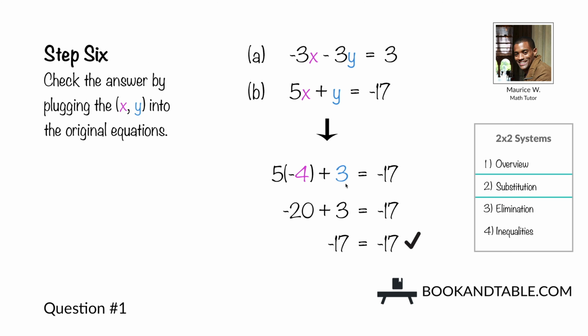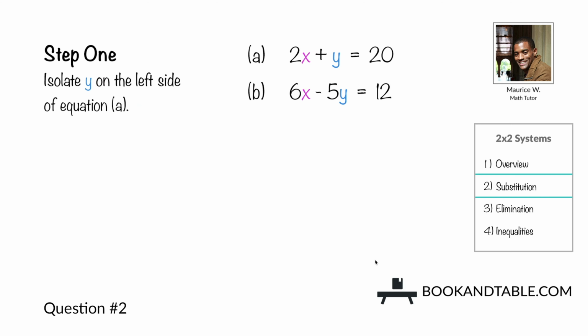And for equation B, 5x plus y is equal to negative 17. 5 times negative 4 is negative 20, plus 3. Negative 20 plus 3 is negative 17. So this confirms that for equation B, x is equal to negative 4 and y is equal to 3 as well. So that is the solution to question number 1.